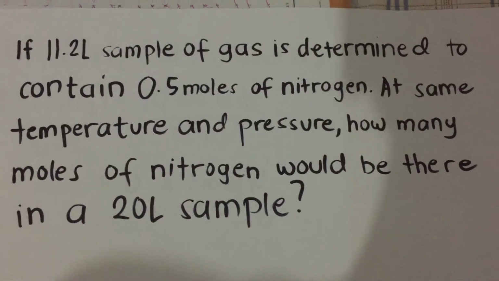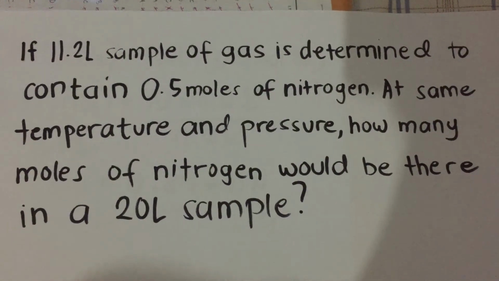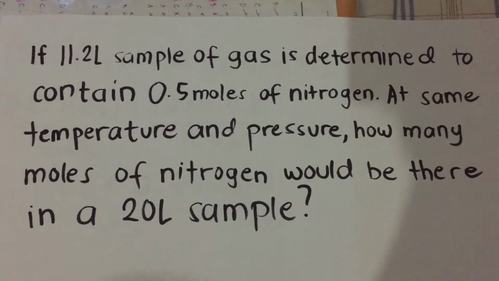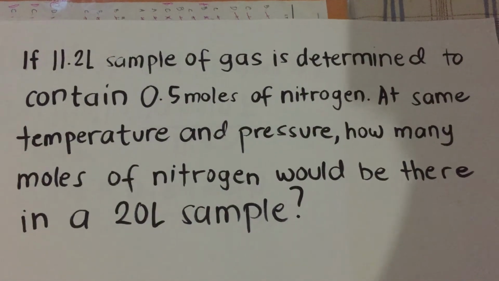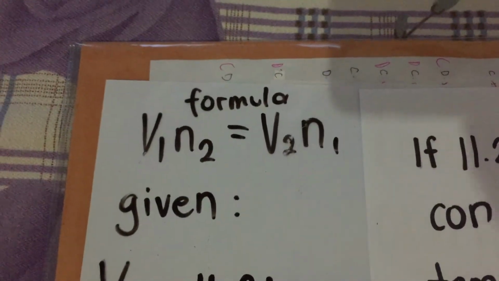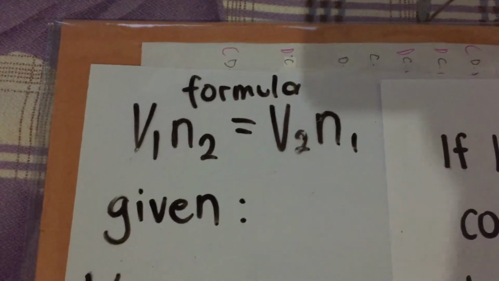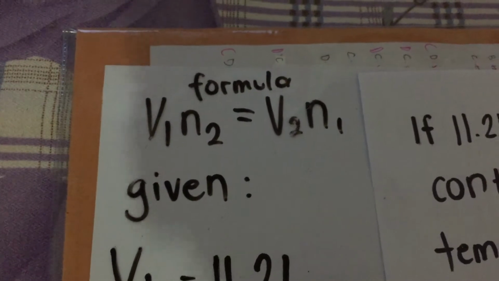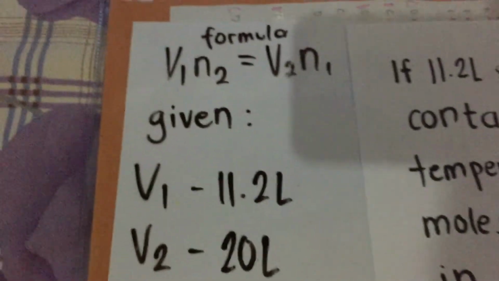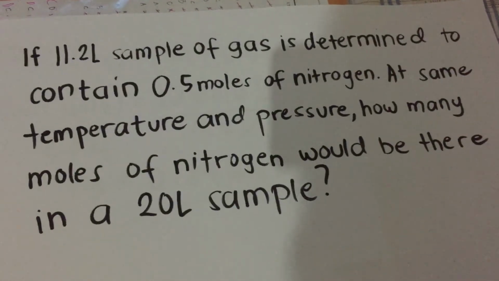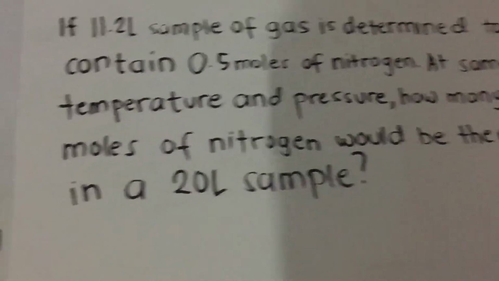If an 11.2-liter sample of gas is determined to contain 0.5 moles of nitrogen, at the same temperature and pressure, how many moles of nitrogen would be there in a 20-liter sample? Using the formula for Avogadro's law, the initial volume times the final number of moles is equal to the final volume times the initial number of moles. We can find the unknown, which is the number of moles of nitrogen in a 20-liter sample.